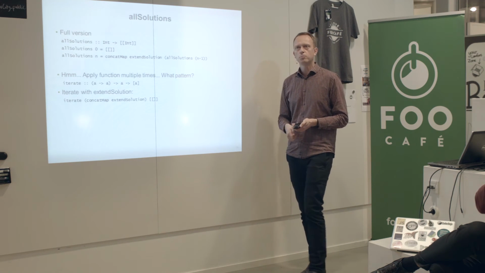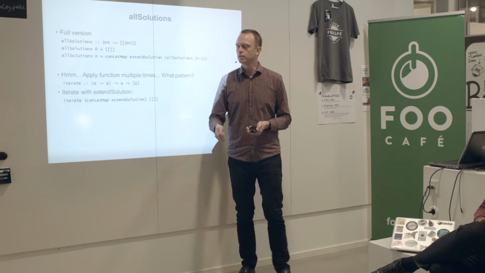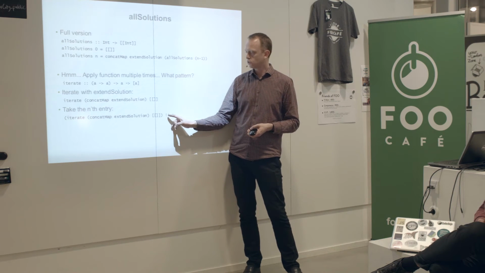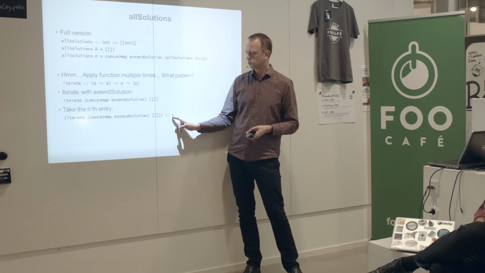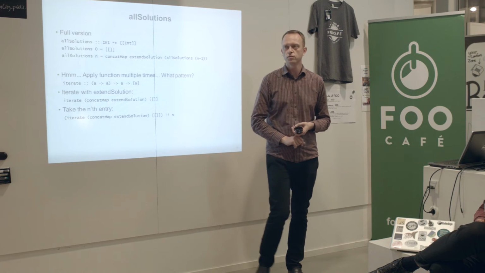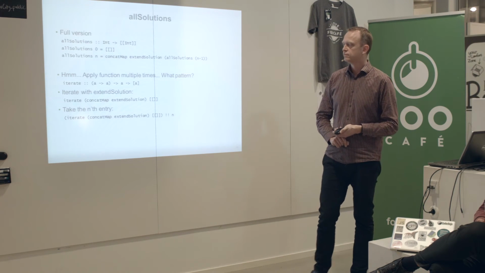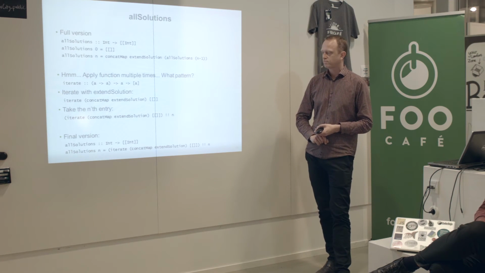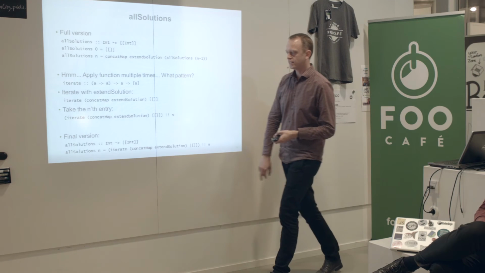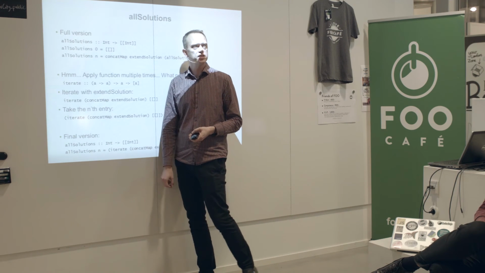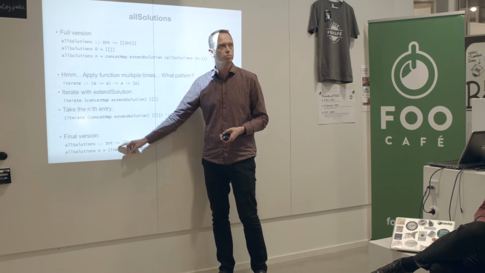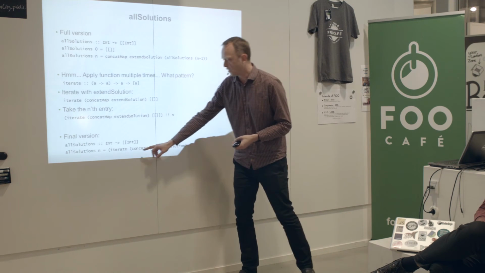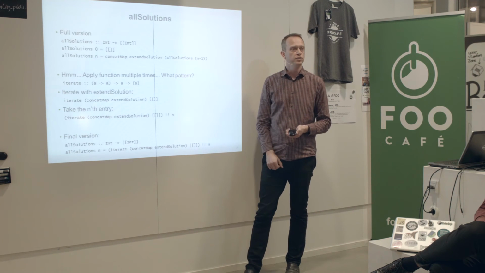So now I just need to take number 8, or number n in my case. That I can do like this. So this is sort of indexing in the list. It will take the nth value of that list. So then I end up with this implementation. All solutions takes a value, indicating how many queens I want to add, and returns all the possible solutions to that. It's simply a matter of iterating on this and taking the nth value.